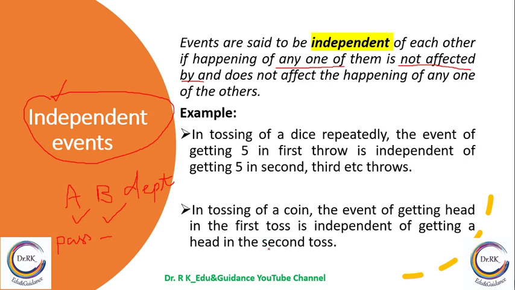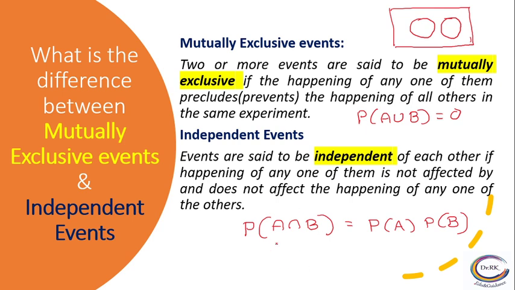So how to identify? When you take two or three events and try to understand the logic behind it, then we can come to a conclusion and say whether the events are independent or not. But is there any rule or formula which helps us understand whether two events are independent or not? Yes, there is a formula, we'll see. So this is the difference here. What is the difference between mutually exclusive events and independent events?